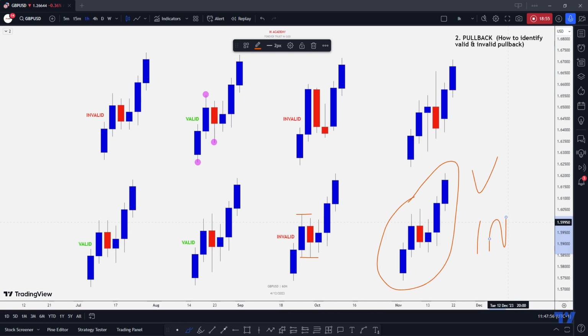So in the next video, we're going to be looking at valid pullbacks and invalid pullbacks on the actual candlestick chart. See you.